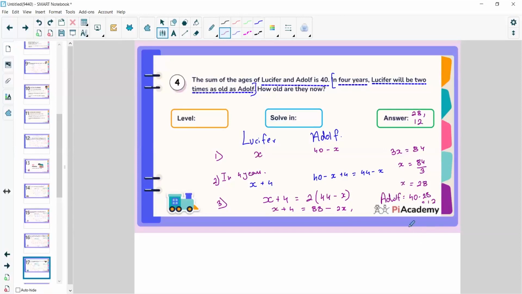Again, the same thing: assigning variables is the first step, writing expressions is the second step, then forming the equation and solving it is the third step. Okay. So again, this is a medium level problem. You are expected to solve this problem within 2 minutes. All right. Okay, moving ahead to the next problem.